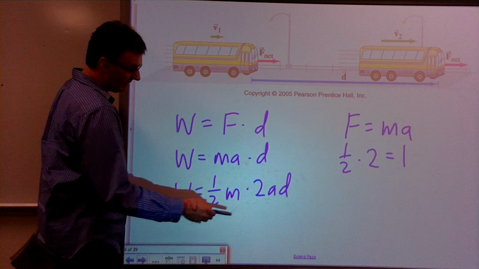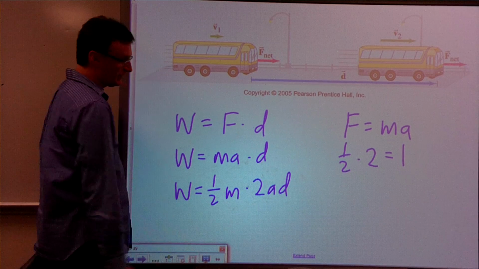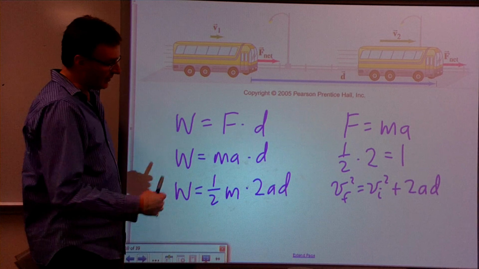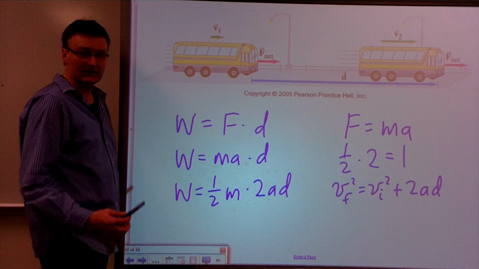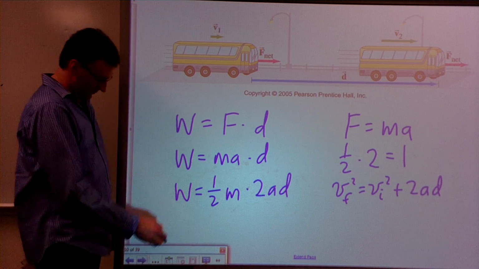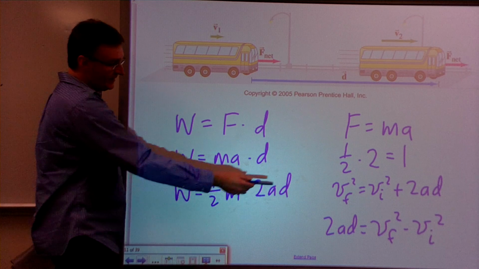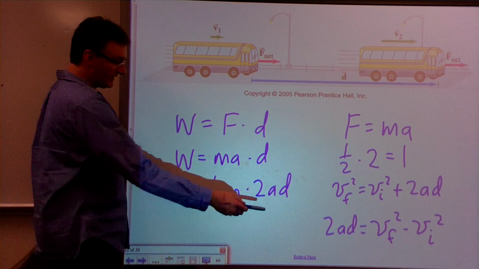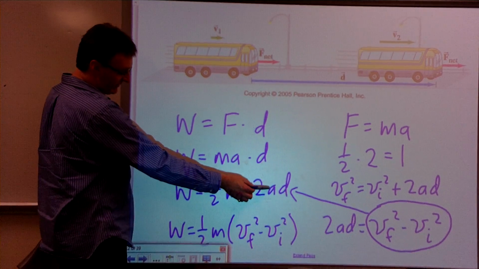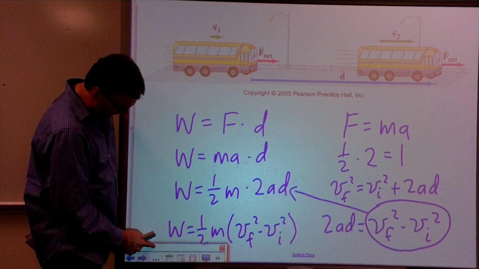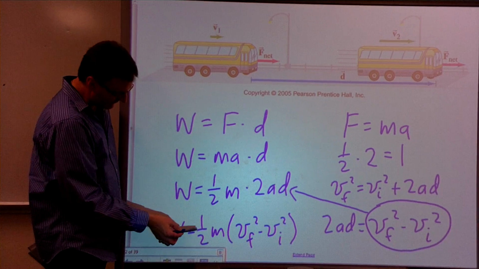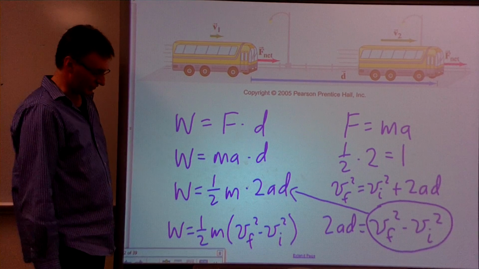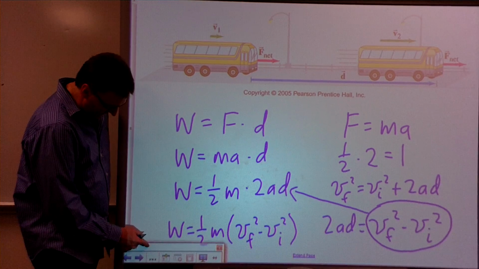It just allows us to see something that we recognize, which is 2AD, which is part of an equation that we worked with before. And we know that V final squared equals V initial squared plus 2AD. So we can change that equation around. 2AD equals V final squared minus V initial squared. And we can substitute that into this equation here. And so then what we end up with is work equals 1/2 times the mass times V final squared minus V initial squared.